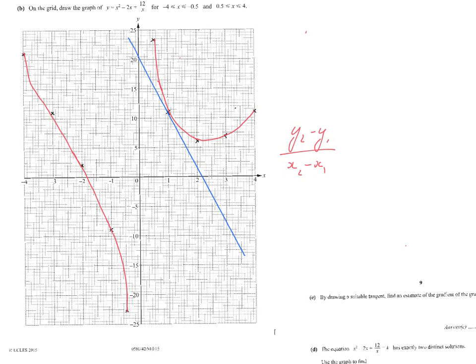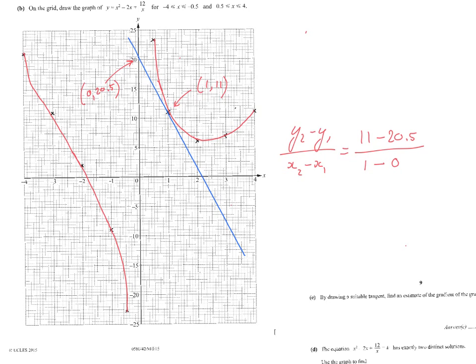Now, they always give me one coordinate already. That's this one, which is (1, 11). But looking at my gradient, I need to find another coordinate, and then I can calculate the gradient. So look for a nice coordinate. For instance, this one over there, which when x is 0, y is 20.5. Okay, so I'm going to use that coordinate too, which is (0, 20.5). And I'm going to calculate the gradient. So 11 minus 20.5 over 1 minus 0.